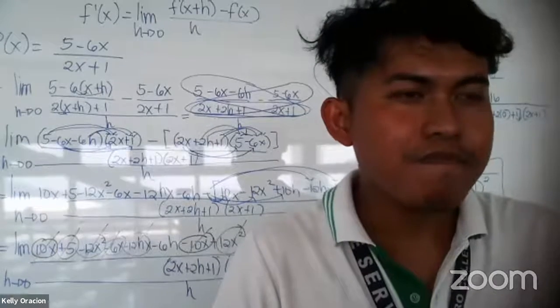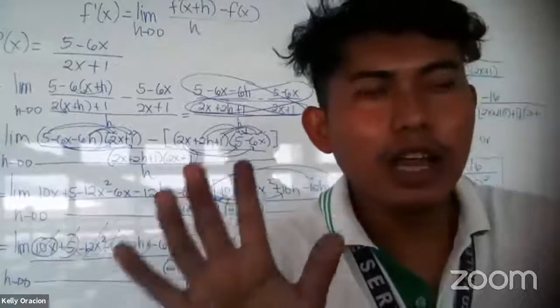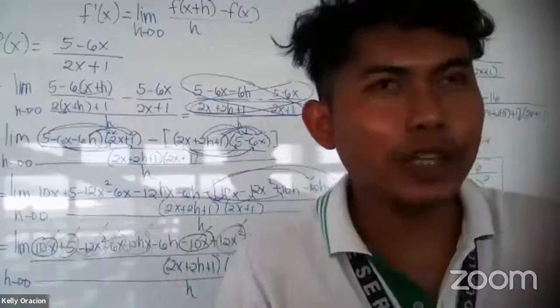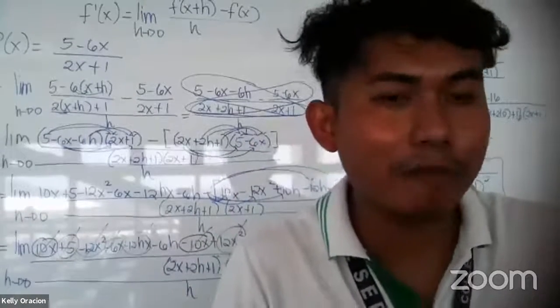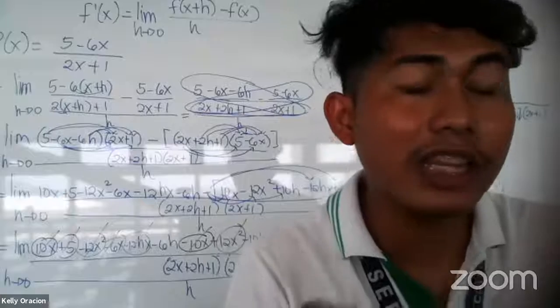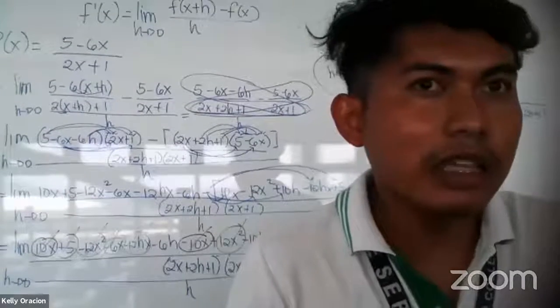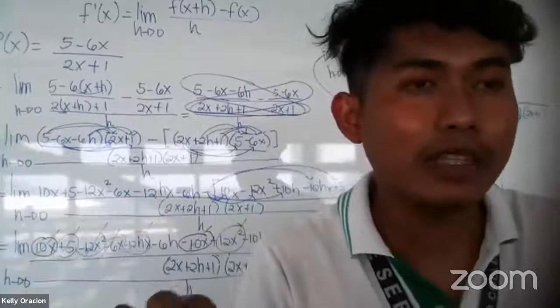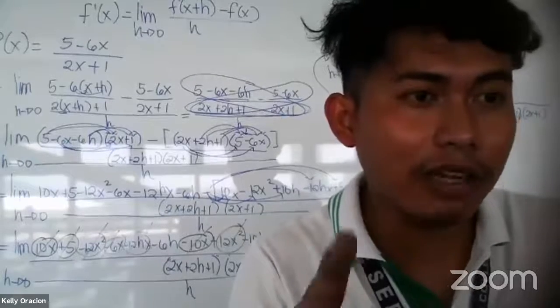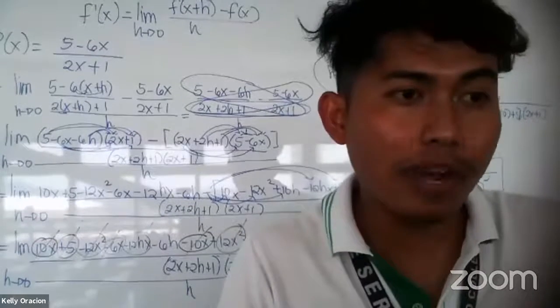Karon, 27 times 33.33%, the answer is 9. 9 ang idungag dito. Dili siya additional points ha. Dili siya additional plus points. Part gihapon siya sa exam. So 9 ang madagdag sa score sa exam over 100.